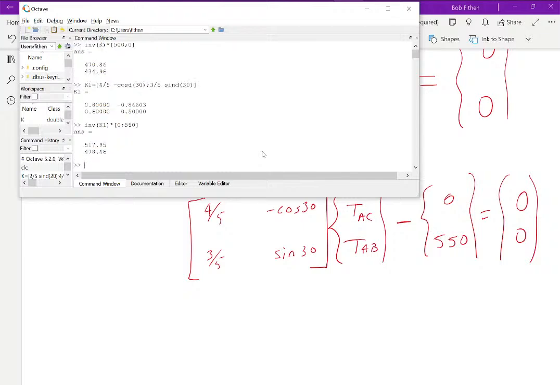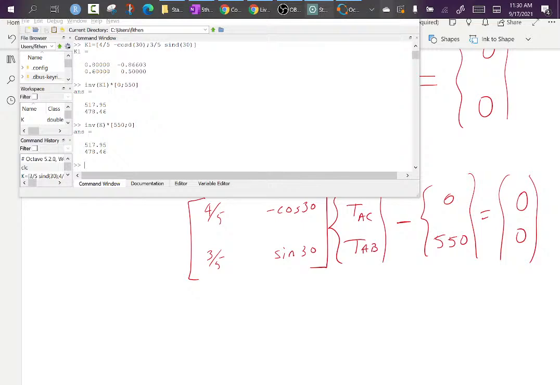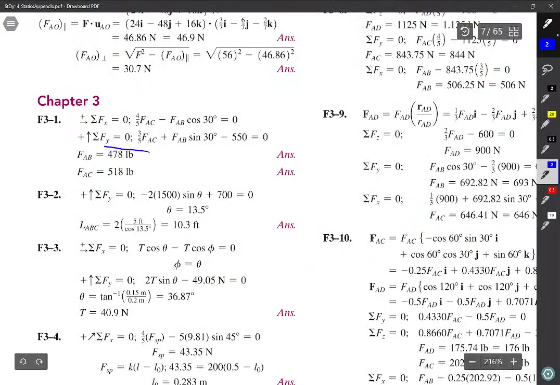And I think I did it right. I think what I ended up doing, if you notice right here, I ended up with this 500 instead of 550. So if I use this and go back and put 550, I would have got the right answer. So now let's take a look. So it's 517 and 478. And okay, so 478 and that.